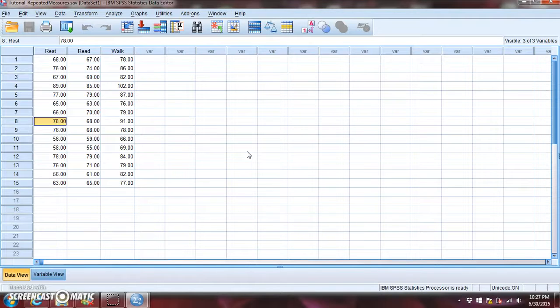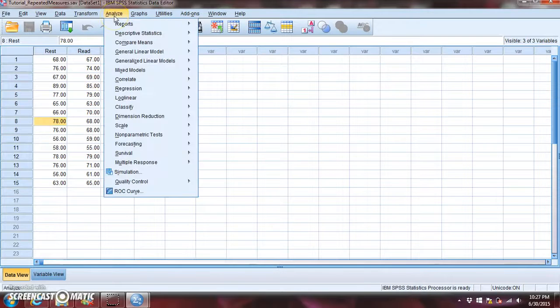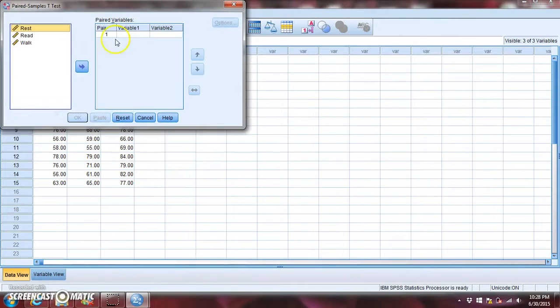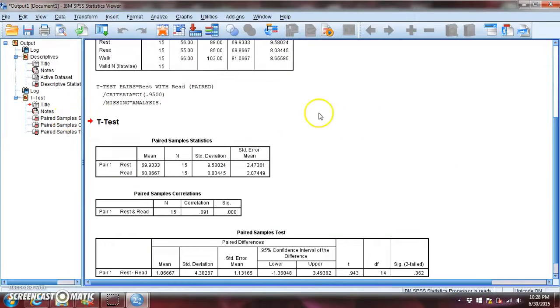Now we actually already covered dependent samples t-tests back in PSY 510, but just quickly as a matter of review, we can go to Analyze, Compare Means, and SPSS calls these tests paired samples t-tests. If we click on paired samples t-test, it's simply asking you for the pair of variables. We can put rest, we can put read, and now it's going to compare the pair there, rest and read. We click OK. We have several boxes that come up for our t-test.